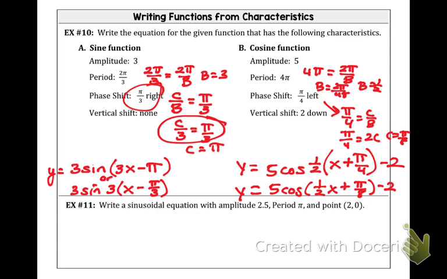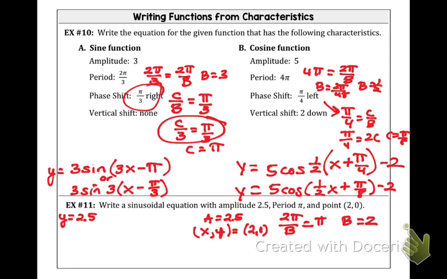Number 11, write a sinusoidal function with amplitude of 2.5, period of pi. So 2 pi over b needs to equal pi, which means b is going to equal 2. Okay, amplitude's 2.5. So there's my a. And we have an ordered pair that they're giving us that our graph needs to go through, 2, 0. Okay, so let's start plugging some of this stuff in. So y is equal to 2.5 sine of 2x minus some value of c.